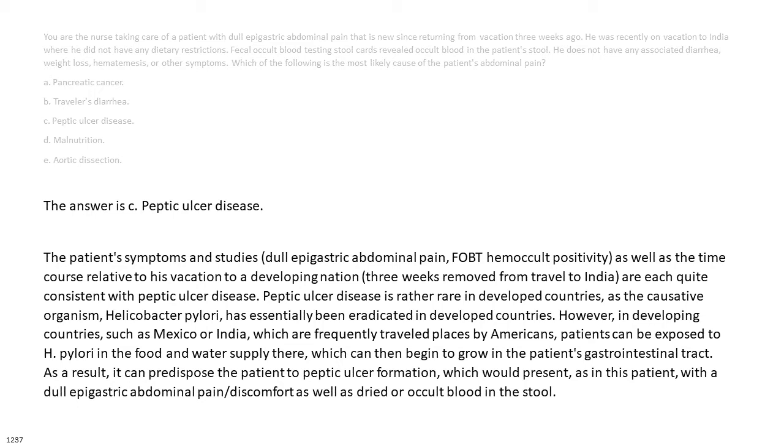in developed countries. However, in developing countries, such as Mexico or India, which are frequently traveled places by Americans, patients can be exposed to H. pylori in the food and water supply there, which can then begin to grow in the patient's gastrointestinal tract. As a result, it can predispose the patient to peptic ulcer formation, which would present, as in this patient, with dull epigastric abdominal pain, discomfort as well as occult blood in the stool.